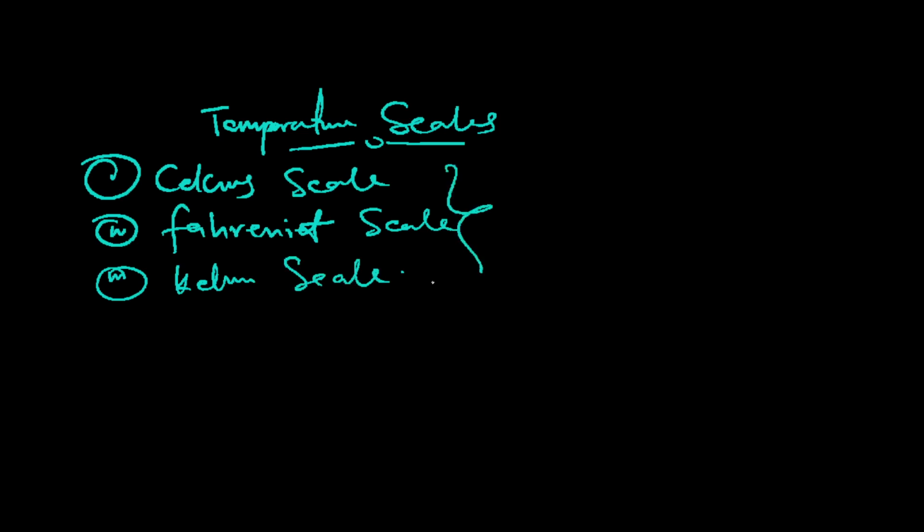You see, there are three scales of thermometer. Now, the Celsius scale has 0 degrees Celsius at the ice point and 100 degrees Celsius at the steam point. That is, the lower fixed point for a Celsius scale thermometer is 0 degrees, and the upper fixed point is 100 degrees Celsius. So you can call the lower fixed point the ice point.